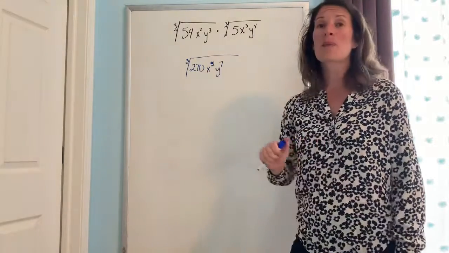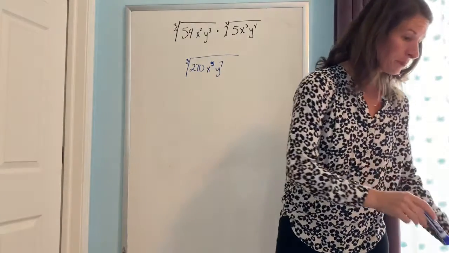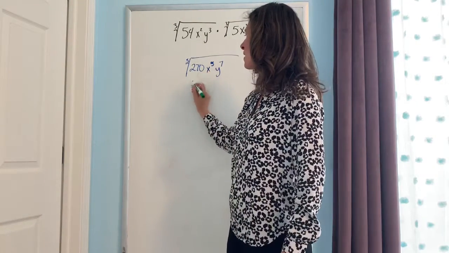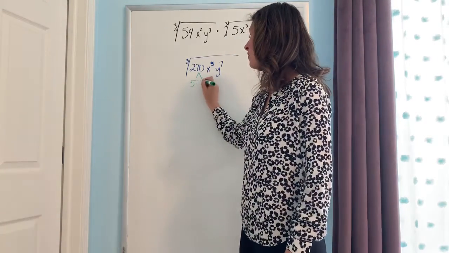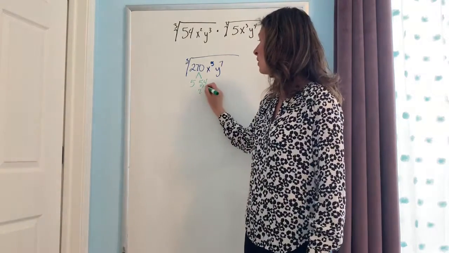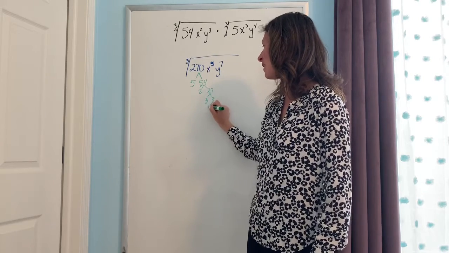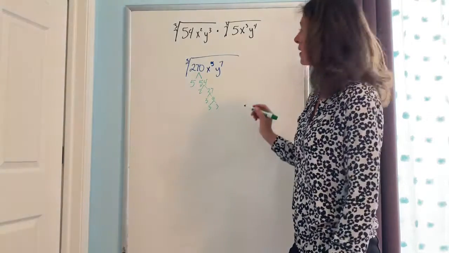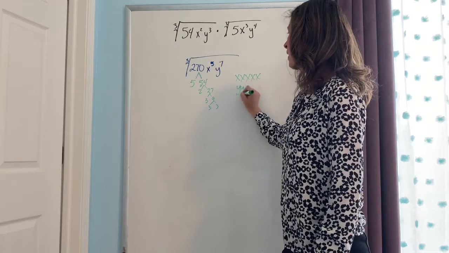So now we need to break this down. I'm going to prime factor my 270. I know that this can be factored because it ends in a 0. It can be factored into 5 and 54. And then 54 can be divided by 2, and I get 27. And then 27 is 3 and 9, and 9 is 3 and 3. Also, I have x to the 5th, y to the 7th. So I'm going to write my 5 x's and my 7 y's.